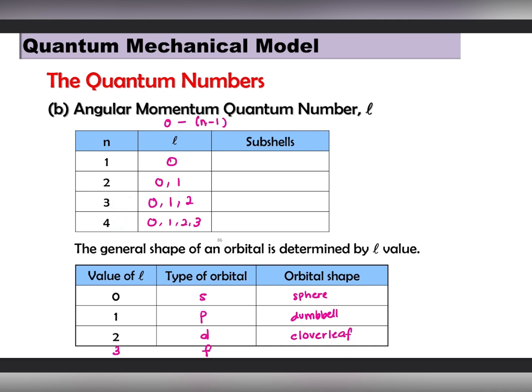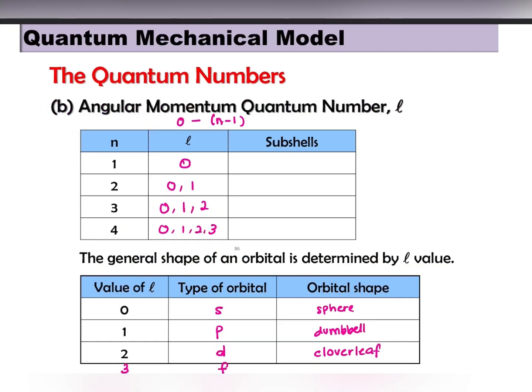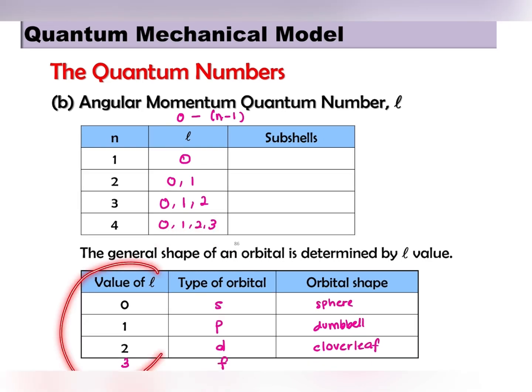So, untuk n equals 3, macam yang kita dah tengok tadi. For n equals 3, you can have value of L 0, 1, also 2. Okay, so if n equals 4, you can have 0, 1, 2, and also 3. So, for each value of L, dia menunjukkan jenis orbital. So, ingat S, P, D, F orbital. Okay, bermula daripada 0, 1, 2, dan 3. S, P, D, F. And this is the orbital shape yang kita dah belajar previously.